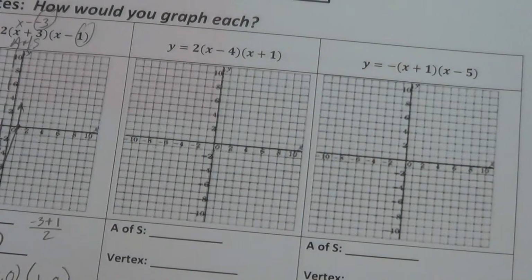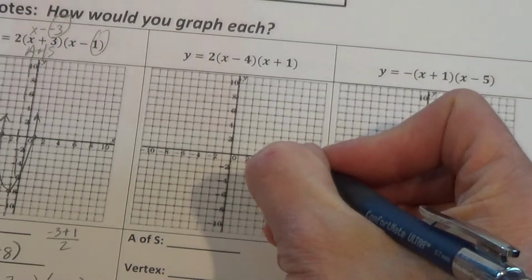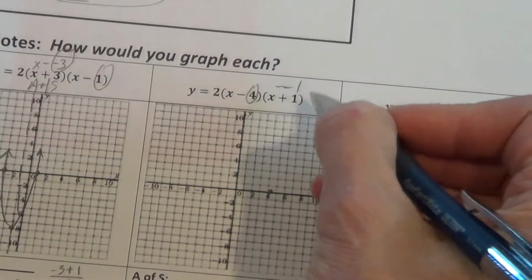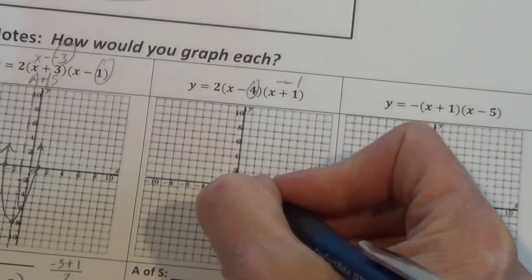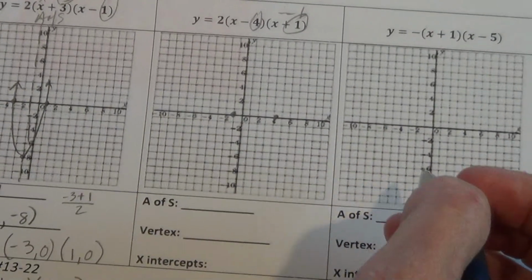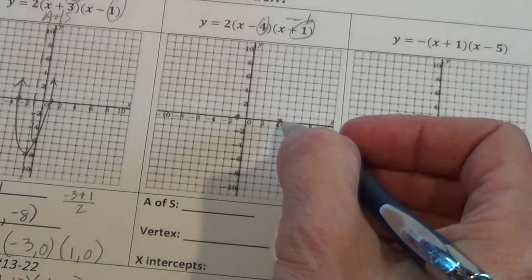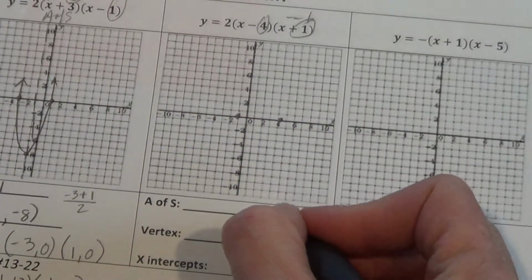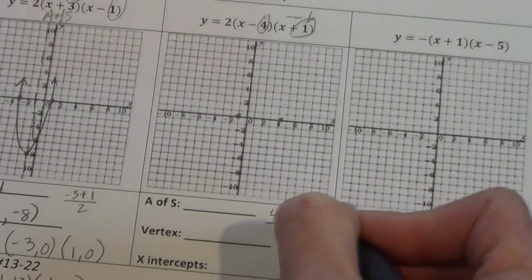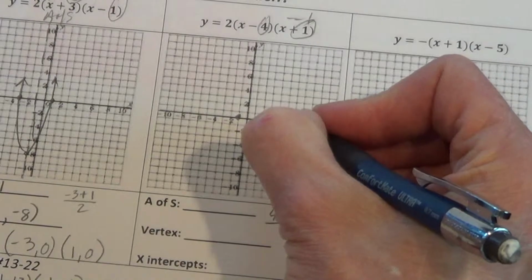Okay, next one. Our x-intercepts will be at positive 4. You get it from that. And this would be a -1, so at -1. Axis of symmetry is halfway between those two, so we can take 4 plus -1 divided by 2 is 3/2, or 1.5.